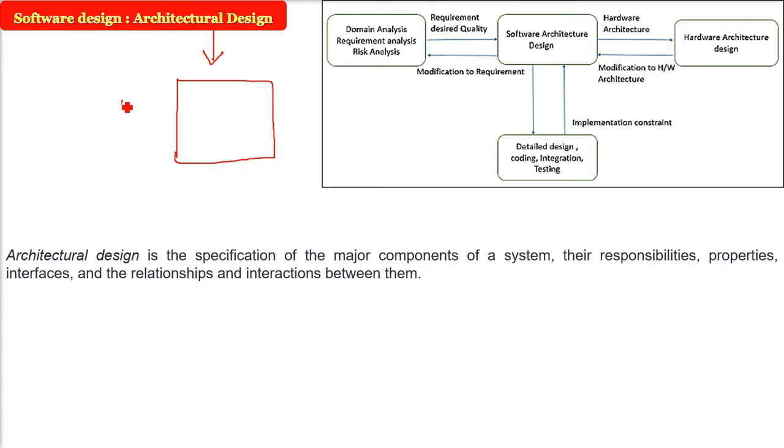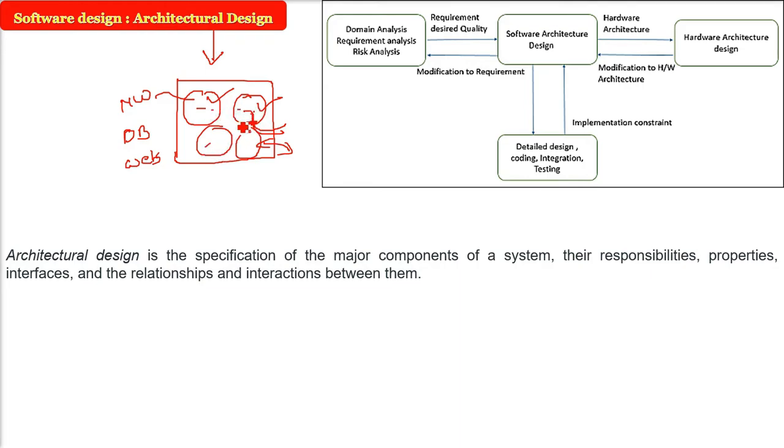That is, we have to devise that, okay, this is the networking part, this is the database part, this is the web part. So these are major components. What are their responsibilities? What are their properties? What are their interfaces? That is the input and output points. How are these components related to each other? How are they interacting with each other? So not only devising the components, but also the responsibilities, properties, interfacing, and the relationship and the interaction between them. This is the part of your architectural design.